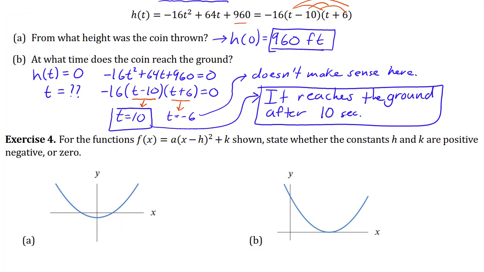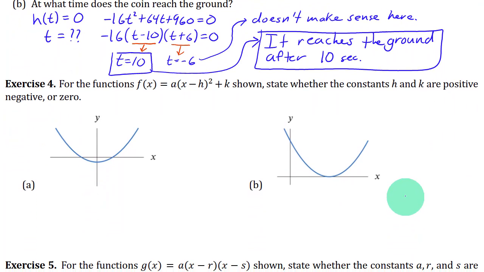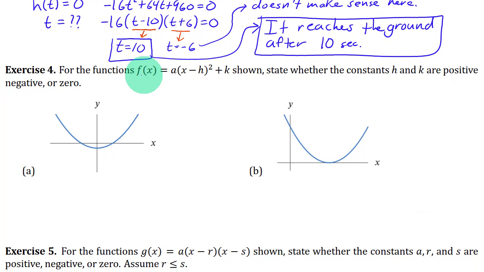Let's look at exercise 4 here. We're given functions f of x equals a times the quantity x minus h squared plus k, and we want to know whether the constants h and k are positive, negative, or 0. So let's see. Remember that h, k is the vertex. So where's the vertex here with A?